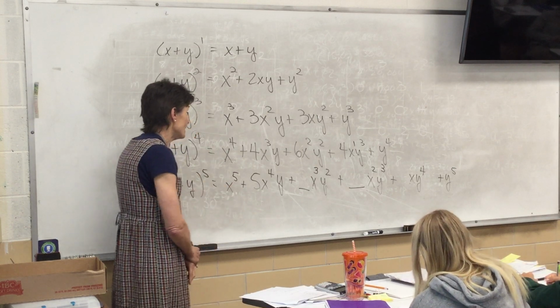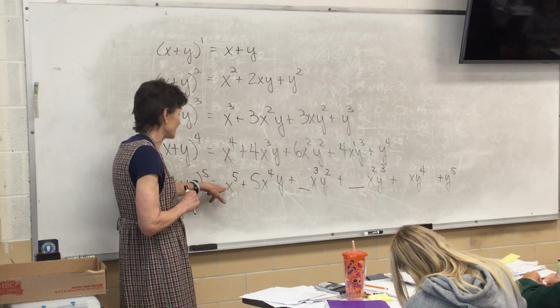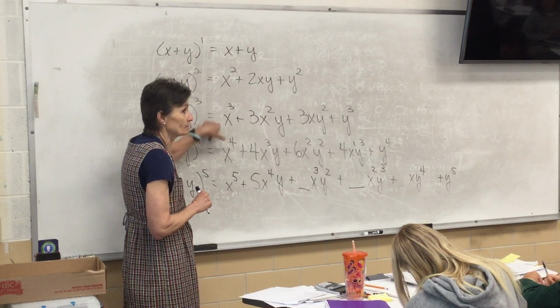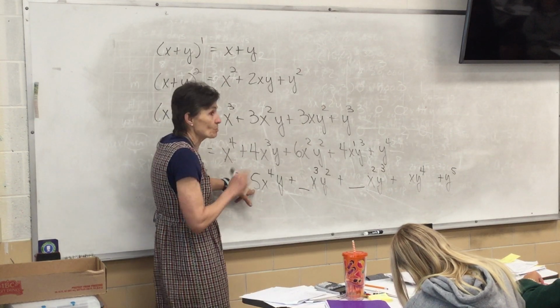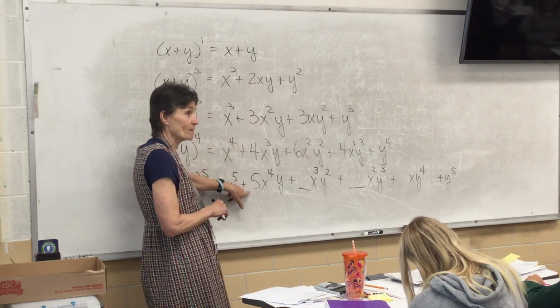Okay. Now we just have to deal with the numbers. Now, she said, I think this is a 1, absolutely. They all start with 1. And the next one's a 5, because this was a 2, this was a 3, this was a 4, so it's going to be a 5.